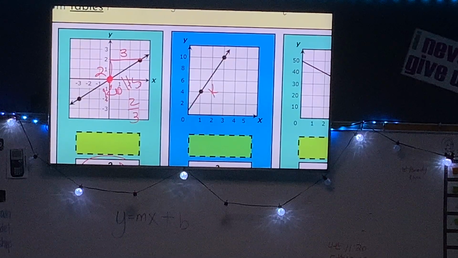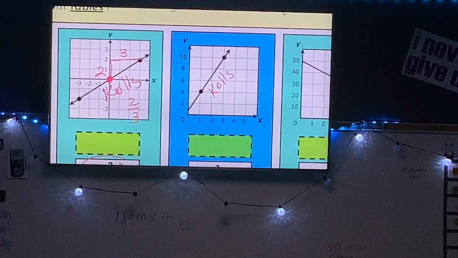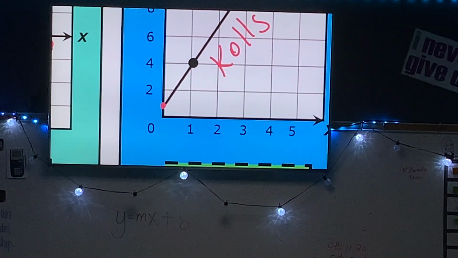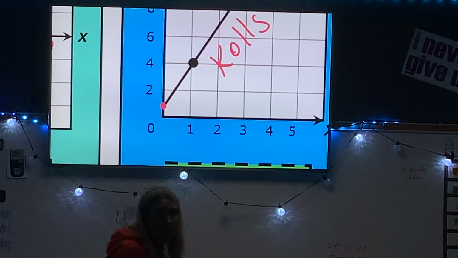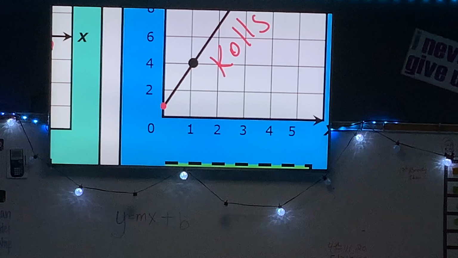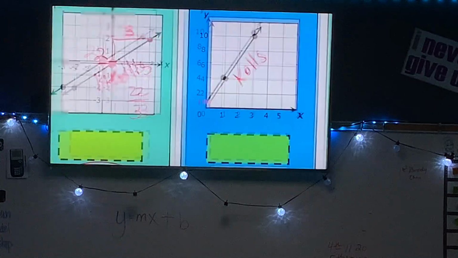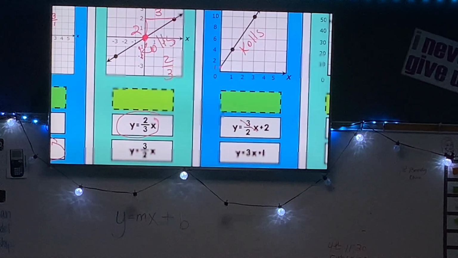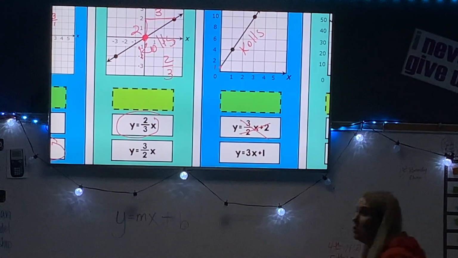Okay, positive or negative? Positive. Okay, let's look at this. Just because they only did 1 quadrant, oh well. Where is it crossing my y-axis? Okay, what's halfway between 0 and 2? 1. So if I'm looking at my answer choices, I could probably mark that one out.